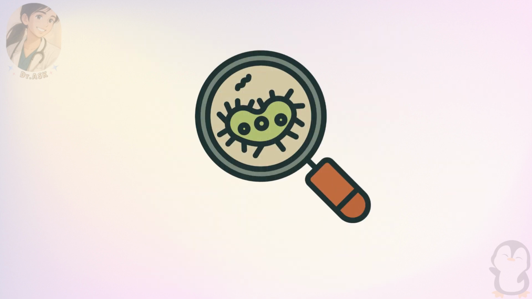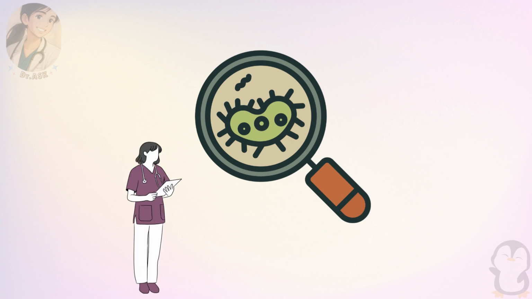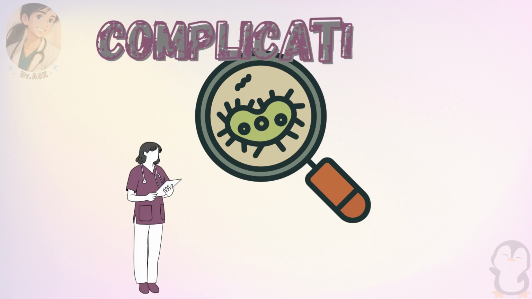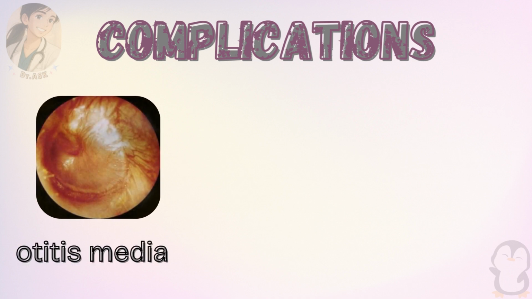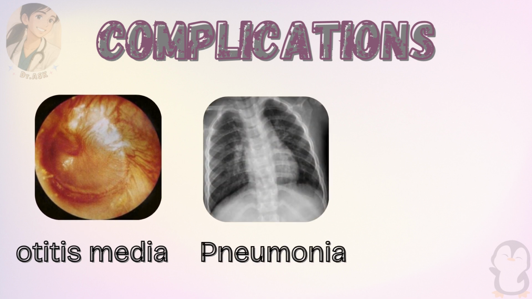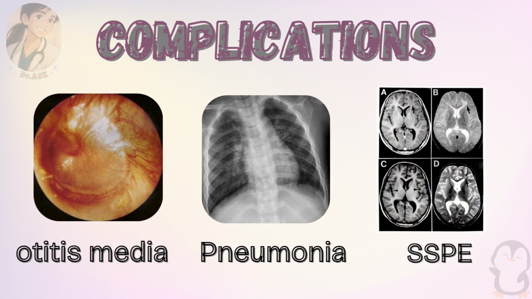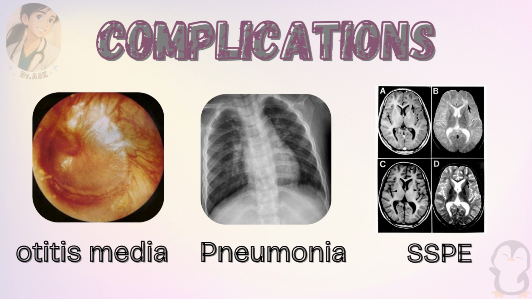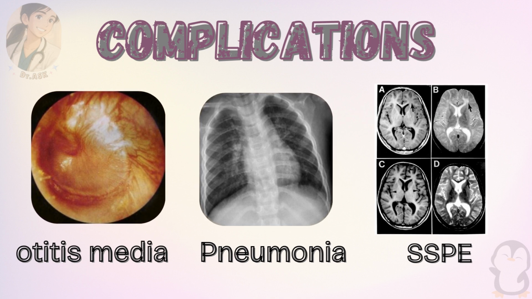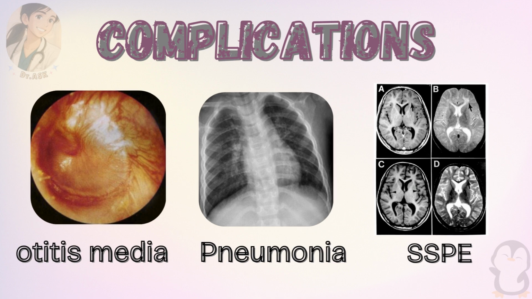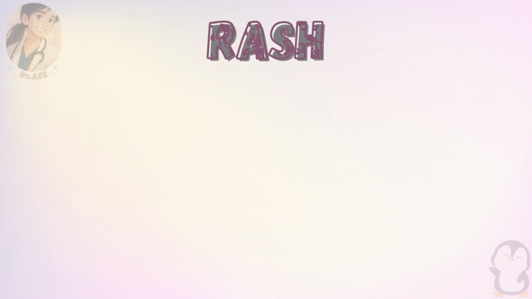But measles isn't just about diagnosis, right? You need to watch out for complications. The most common complication is acute otitis media, which may present as ear pain or discharge. Pneumonia is another serious concern and the leading cause of measles-related deaths. And finally, the most dangerous, SSPE or subacute sclerosing panencephalitis, a rare fatal brain disorder that occurs years after the initial infection.